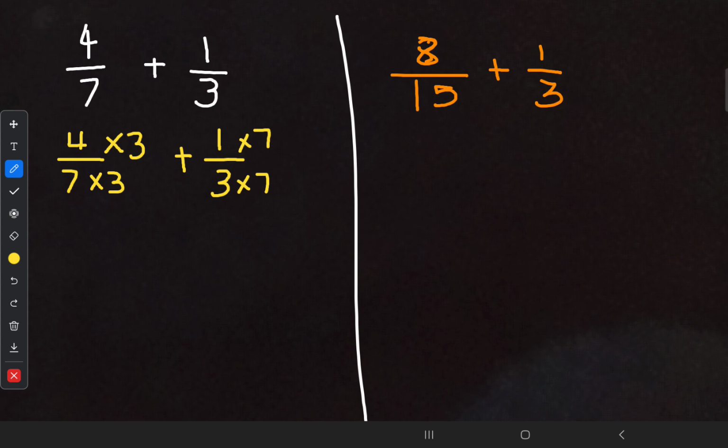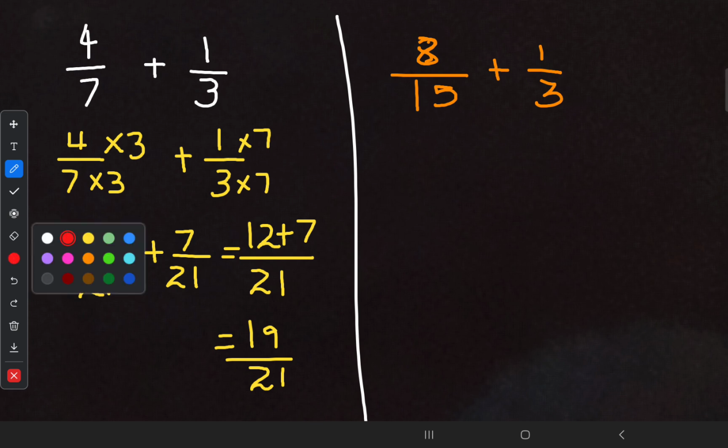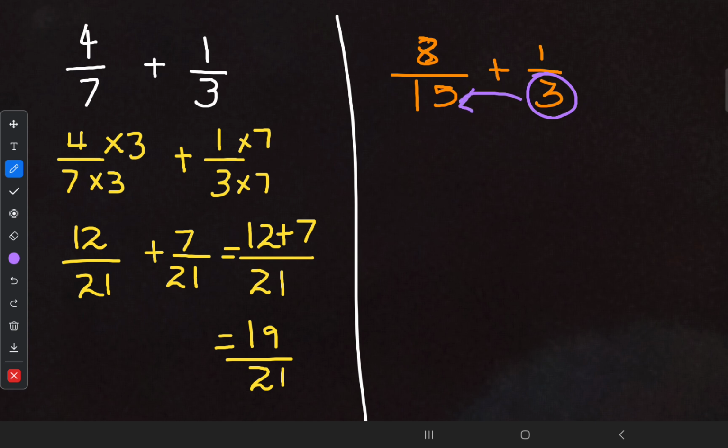The task is very easy. Let's multiply: 4 threes are 12 upon 21, plus 1 seven is 7 upon 21. The denominator is the same, 21 itself. 12 plus 7 will become 19 upon 21. For our next question, let's see. In this case, it's a little different from the previous one. The smallest among the denominators is 3. Is there any possibility to convert 3 to 15?